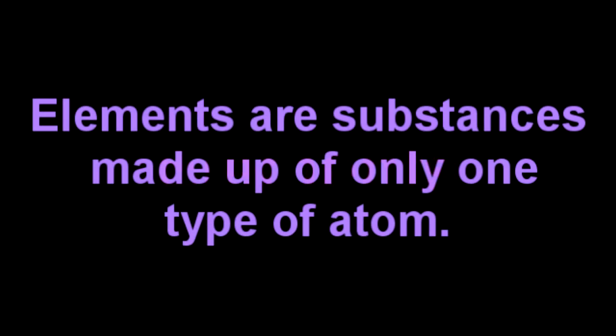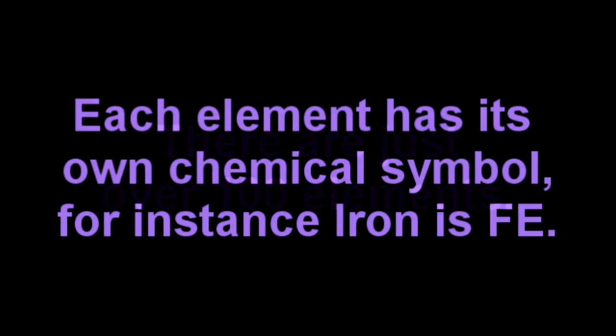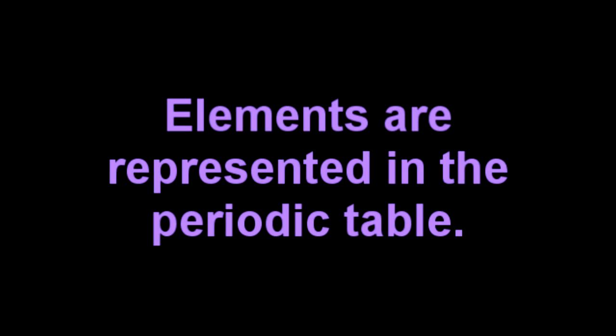Elements! Elements are substances made up of only one type of atom. There are just over 100 elements. Each element has its own chemical symbol. For instance, iron is Fe. The periodic table! Elements are represented in the periodic table.